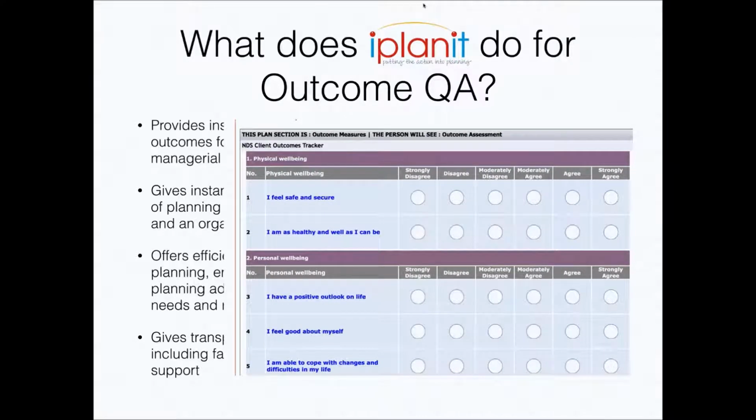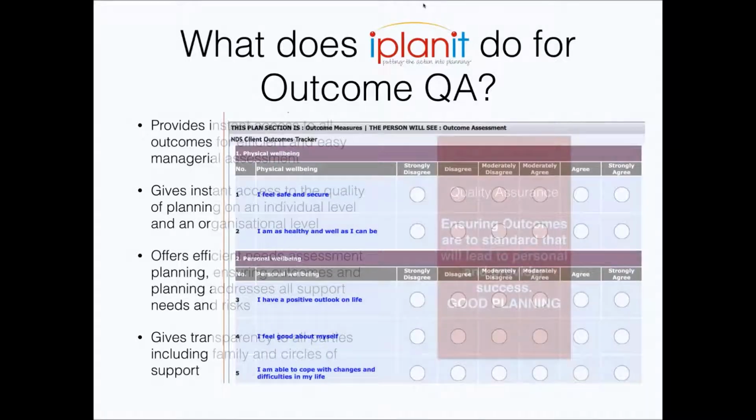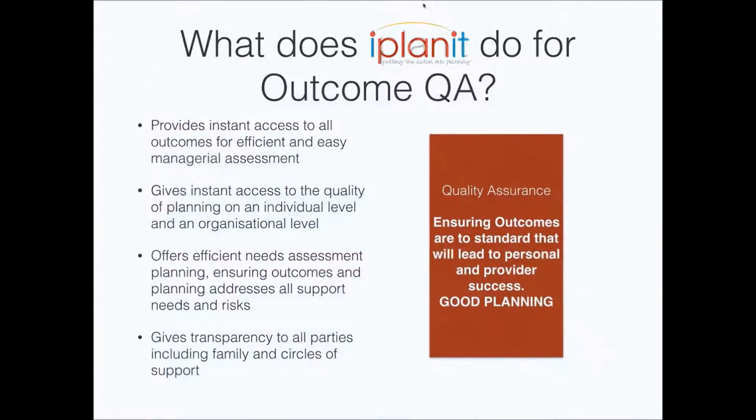This is a needs assessment where, before a plan is written, we go through a needs assessment with the person supporting. These blue questions on the left are specific to your organization, and this is just an example here: strongly agree, disagree, and so on. You can have them as yes, no, or graded 1 to 5, and really pick out what the support needs are for somebody and what outcomes can be addressed. What that does is make sure that the plans and the outcomes are to a quality where nothing is missed. And it gives transparency to all parties, including family and stakeholders of support.